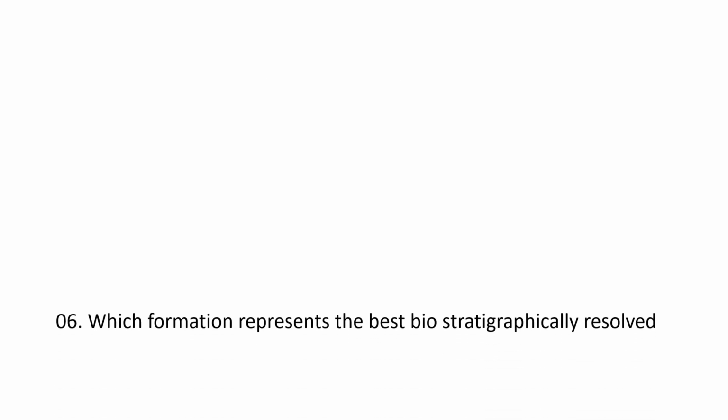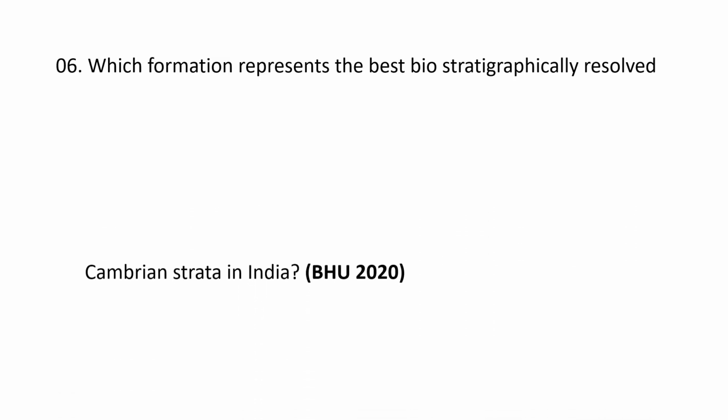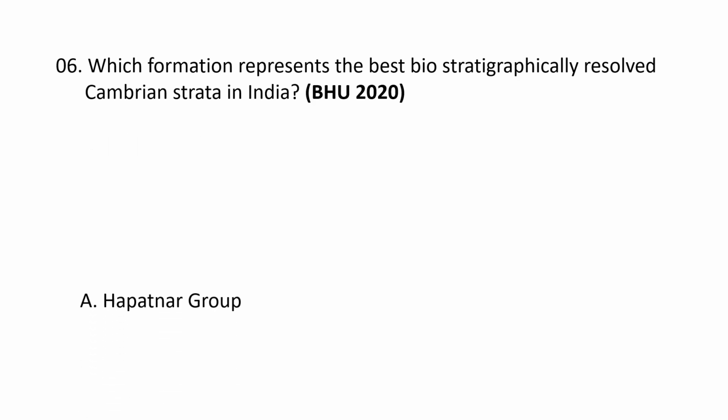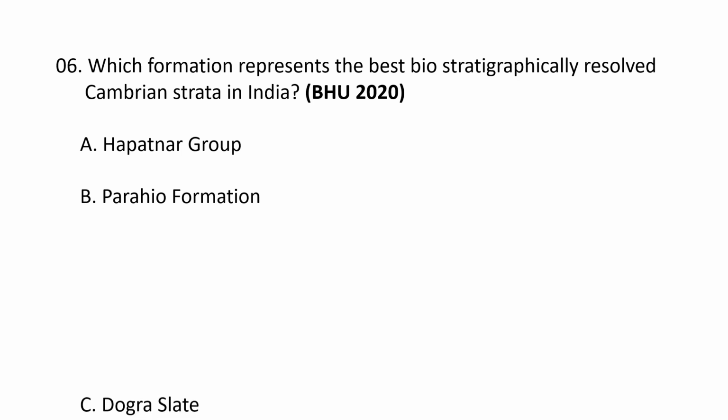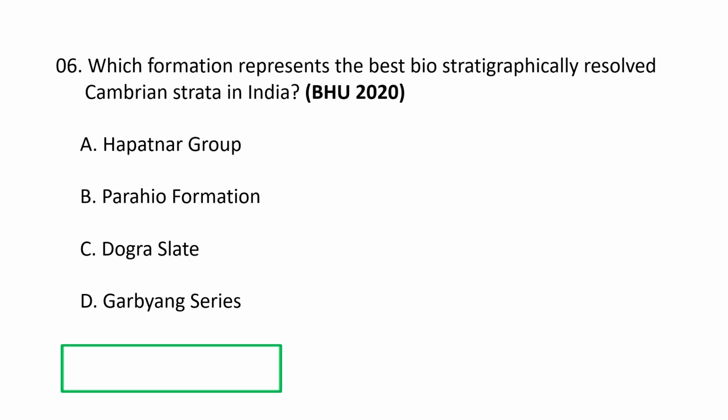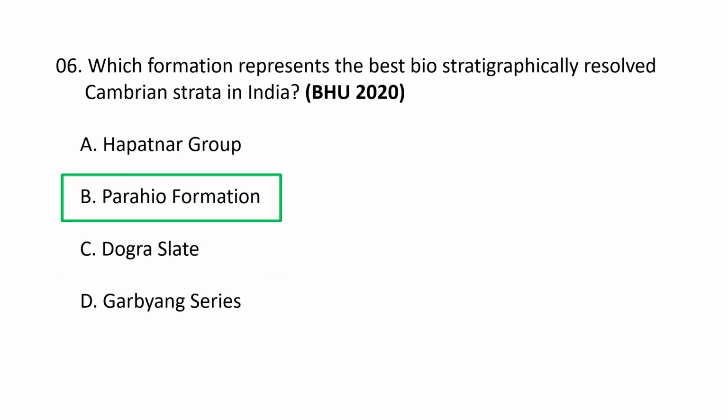Next question. Which formation represents the best biostratigraphically resolved Cambrian strata in India? A. Haimanta group, B. Parahio formation, C. Dogra slate, and D. Garbyang series. So the correct option is B. The Parahio formation in the Tethyan Himalaya, specifically within the Parahio Valley in Spiti, represents the best biostratigraphically resolved Cambrian strata in India. This formation is well documented litho- and biostratigraphically, providing a key reference for understanding the Cambrian period in the Indian subcontinent.